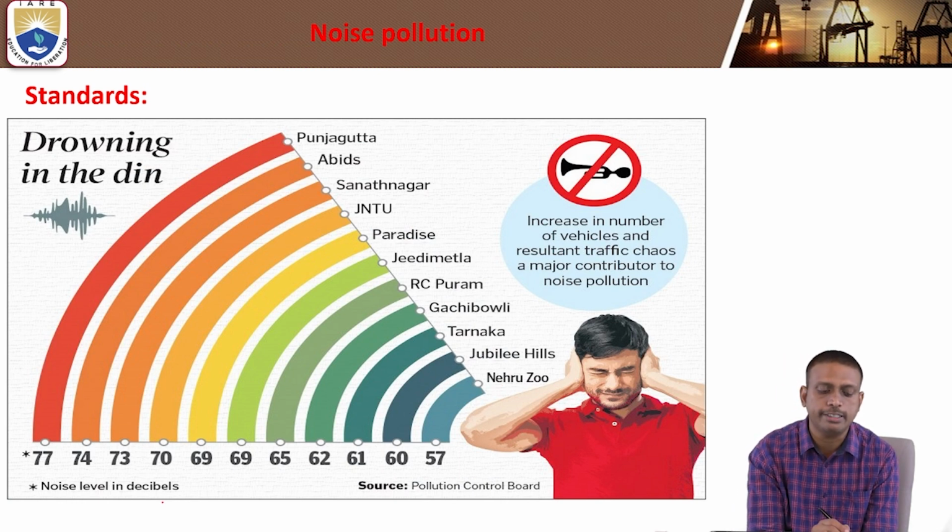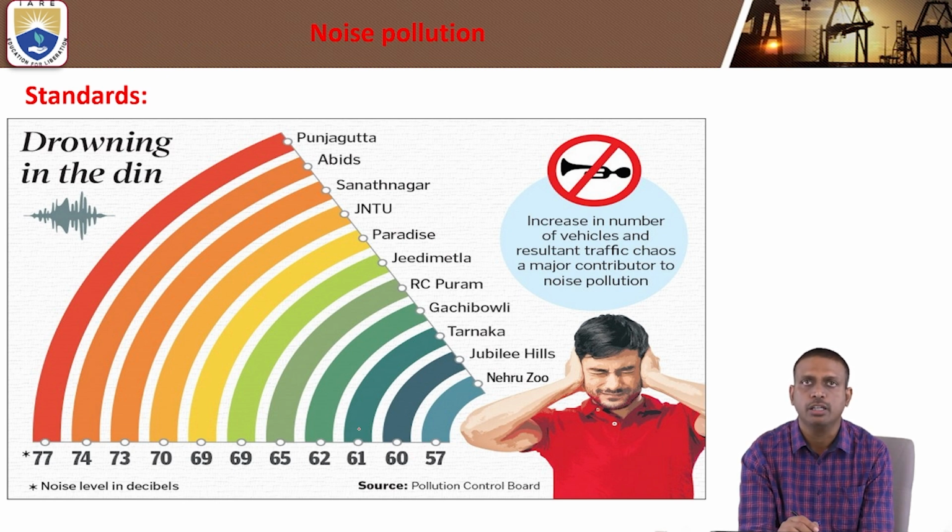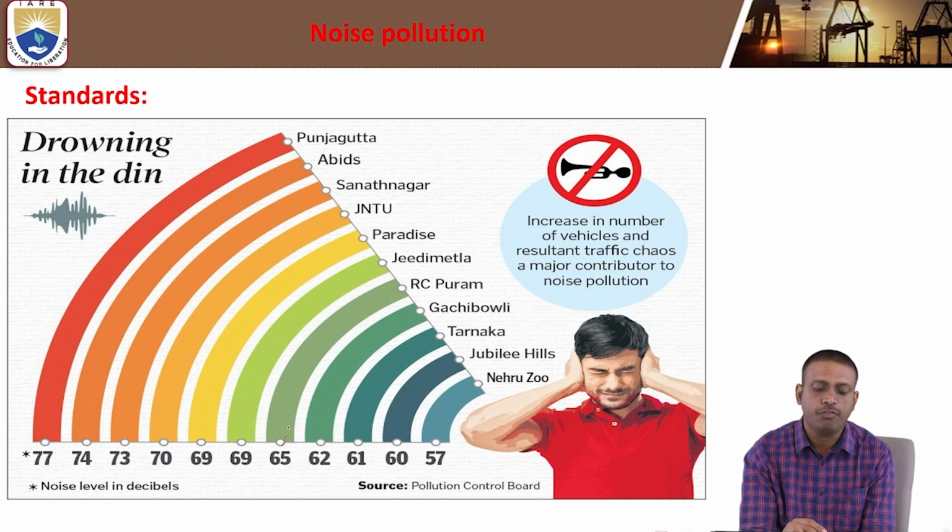In Hyderabad, the noise levels in decibels increase with the number of vehicles, and the resulting traffic is a major contributor to noise pollution. Here, Nehru Zoo Park produces 57 decibels, Jubilee Hills 60, Tarnaka 61, Gachibowli 62, RC Puram 65, GD Metla 69, Paradise 69, JNTU 70, Sanath Nagar 73, Abids 74, Panjagutta 77.